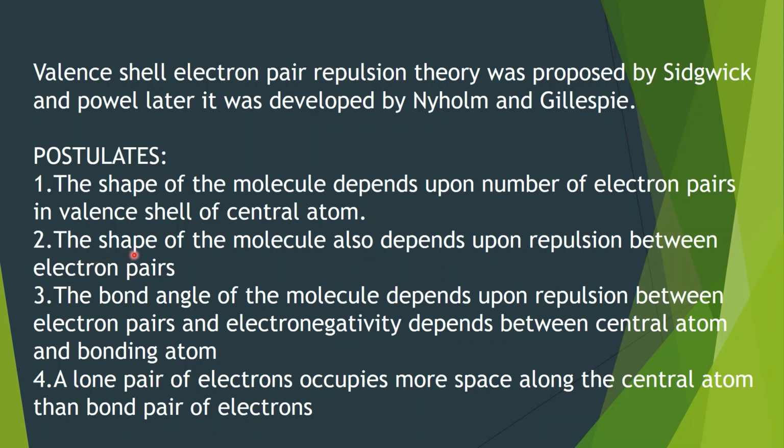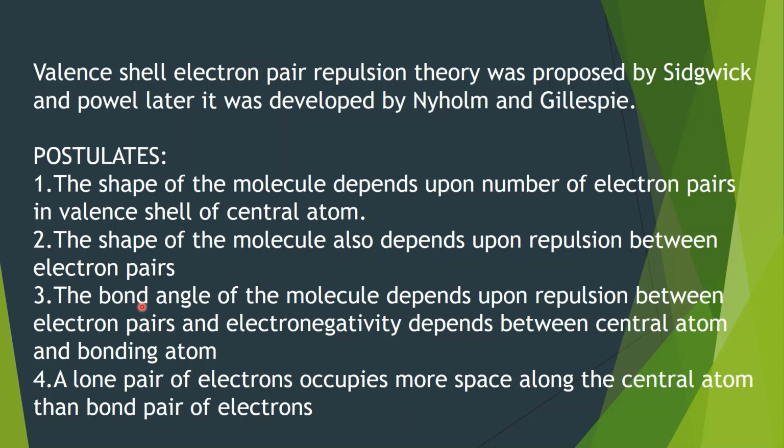Second point, the shape of the molecule also depends upon repulsion between electron pairs. Third point, the bond angle of the molecule depends upon repulsion between electron pairs, and electronegativity between the central atom and bonding atom. A lone pair of electrons occupies more space around the central atom than a bonded pair of electrons.